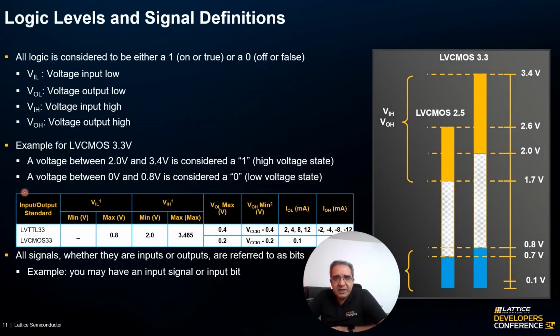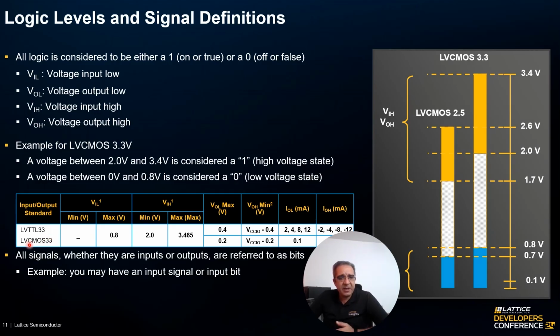Logic levels and signal definition. FPGAs have very flexible I/Os. They comply with the standards of the industry. But in order to have these I/Os capture the one or zero, the true or false, in the right way, you have to comply with the specification and with the standard itself. So there are certain voltage criteria that need to be met in order to recognize the input as high or low.